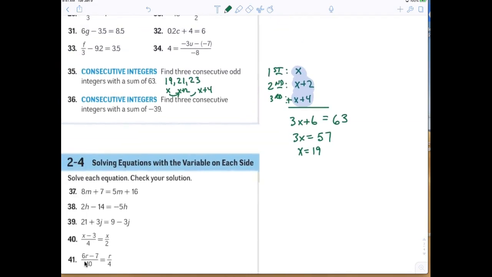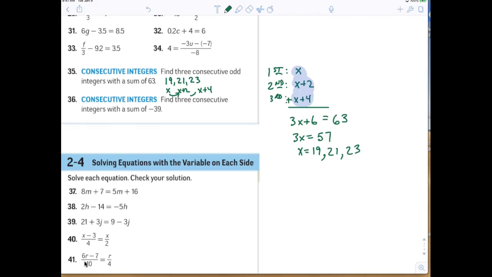All right. So I have now x equals 19. So now that I have x equals 19, the next number is 21, and the next number is 23. That's how I got those numbers, Carly. Do you see that now? You asked how I got 19, 21, and 23. Okay?